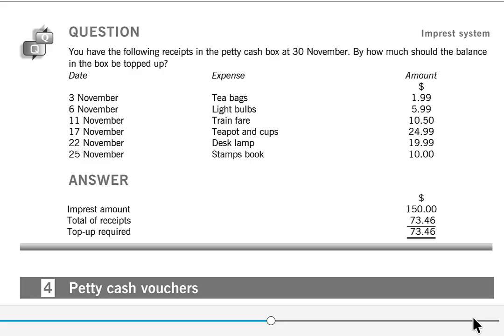Now if we add the top up, cash left $76.54 plus top up $73.46 equals $150 again. Perfect. That means our answer is correct. Final answer. The petty cash box should be topped up by $73.46.